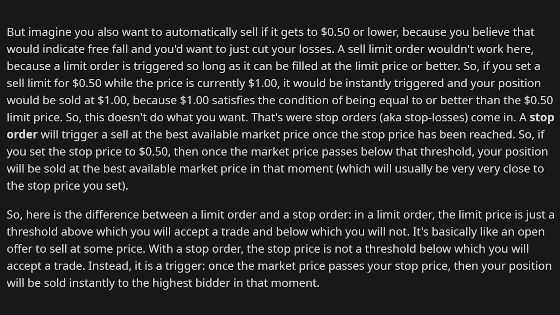In a limit order, the limit price is just a threshold above which you will accept a trade, and below which you will not. It's basically like an open offer to sell at some price. With a stop order, the stop price is not a threshold below which you will accept a trade. Instead, it is a trigger. Once the market price passes your stop price, then your position will be sold instantly to the highest bidder in that moment.